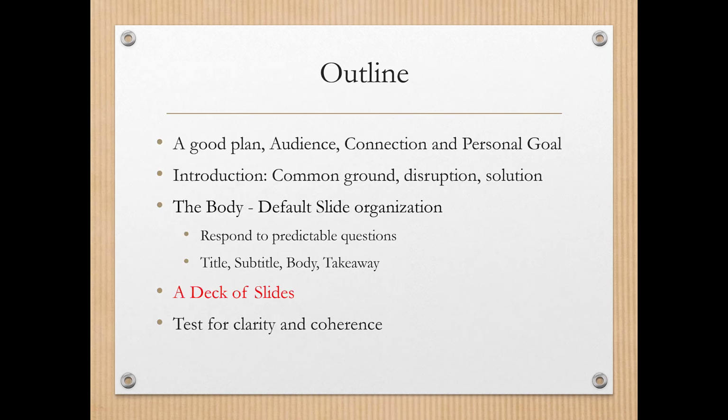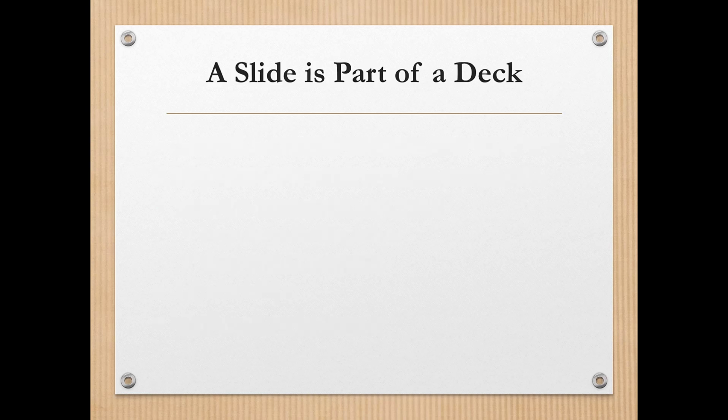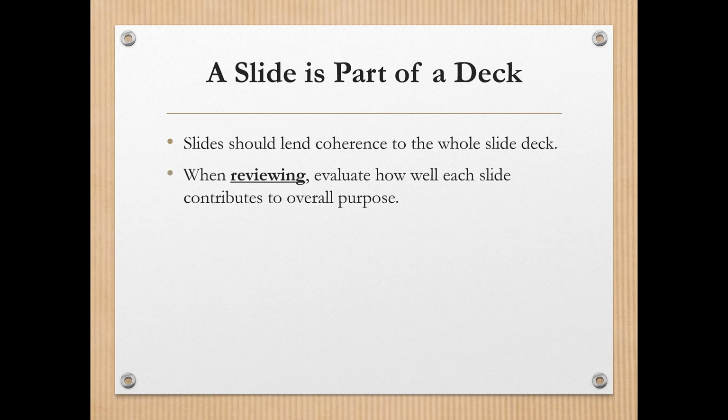So next up, we're going to follow through our outline, and we're going to talk about how to evaluate whether we think the presentation is a strong one or not. And so what we can think about is we have a deck of slides, a deck of cards if you like, but a deck of slides. A slide is part of that deck. So each individual slide must lend coherence to the whole slide deck. It must be part of the thematic string that carries through the presentation. Usually that's the problem and the solution that's introduced in the introduction.